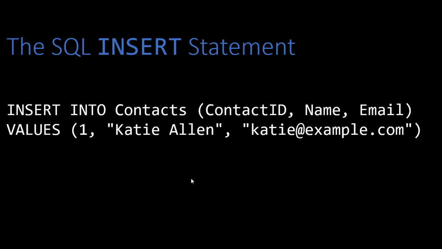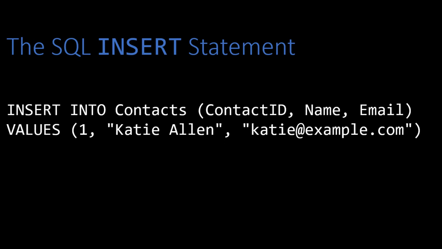So when this statement executes, the value 1 will be inserted into the contact ID column. The string Katie Allen will be inserted into the name column, and Katie's email address, katie@example.com, will be inserted as a string in the email column. And that's how the new row will appear in our database.